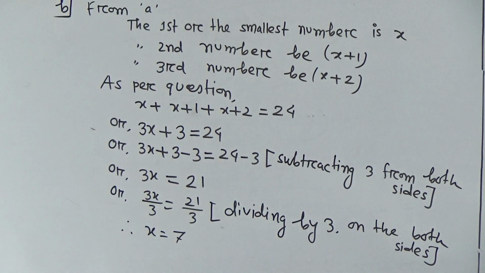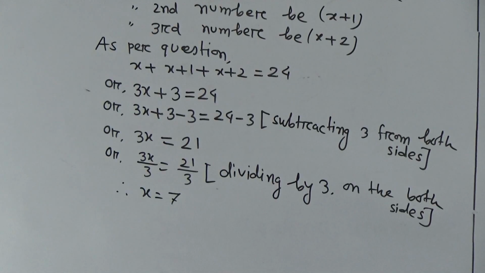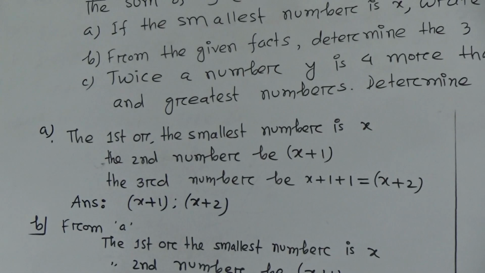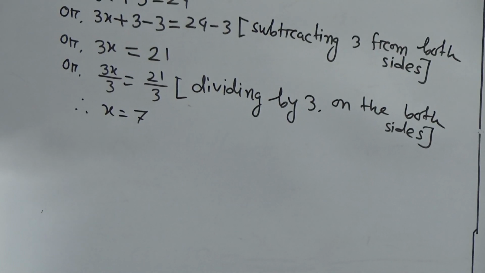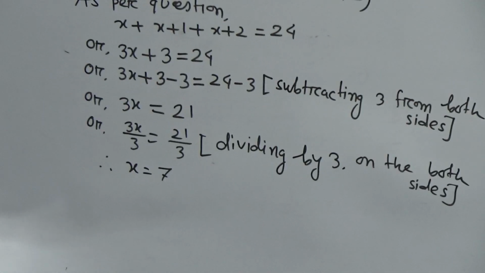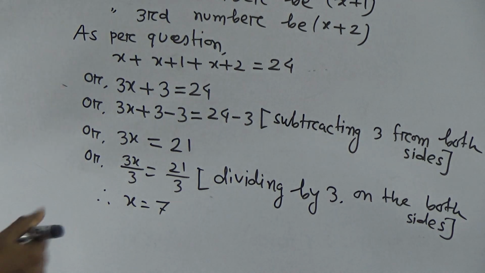Okay? Now, what is the question? Our question in this number: determine the three numbers. So this is the smallest number. Then we have to determine the second number, and last of all we have to determine the third number, that means the greatest number.